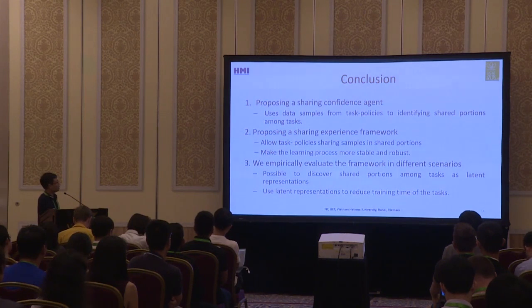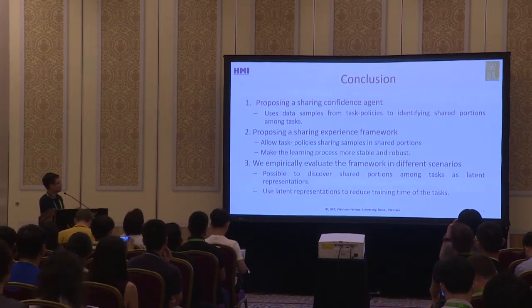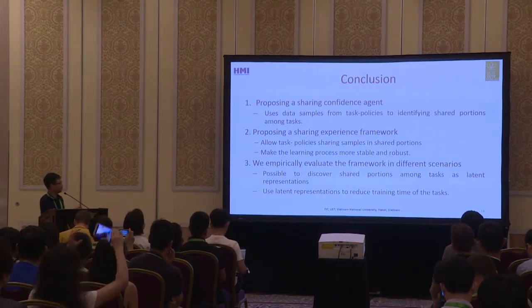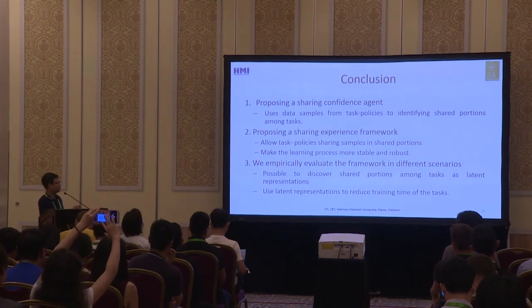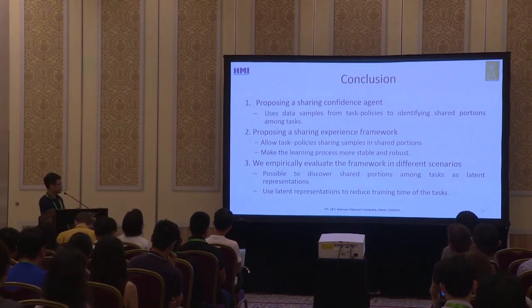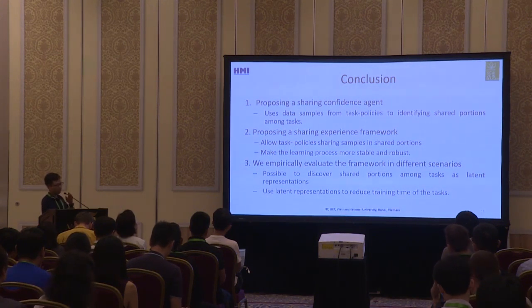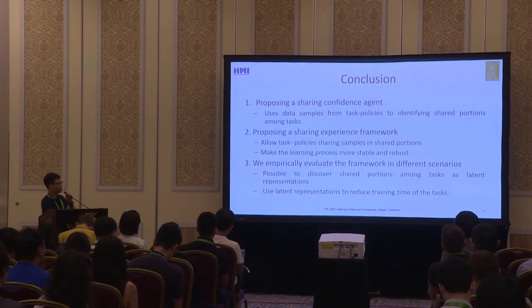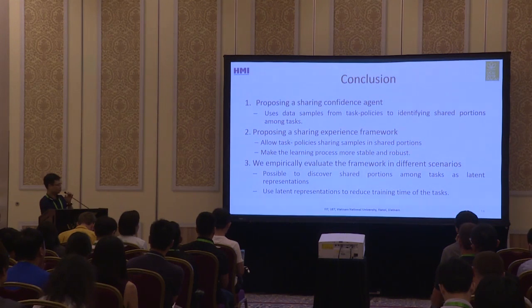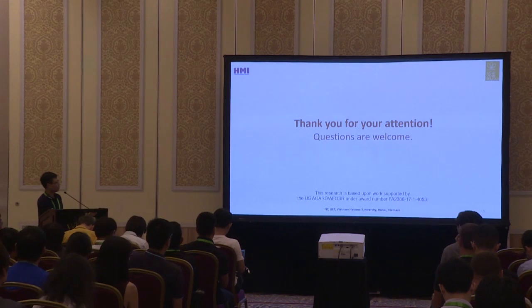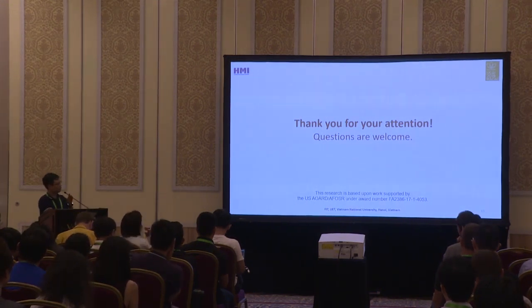So we come up with some conclusions in our paper. We propose one agent that can learn the sharing region between the tasks, and this makes the learning process efficient. In the future, we are going to run more experiments on more complex systems, using visual states. So that's our research. Thank you for your attention.